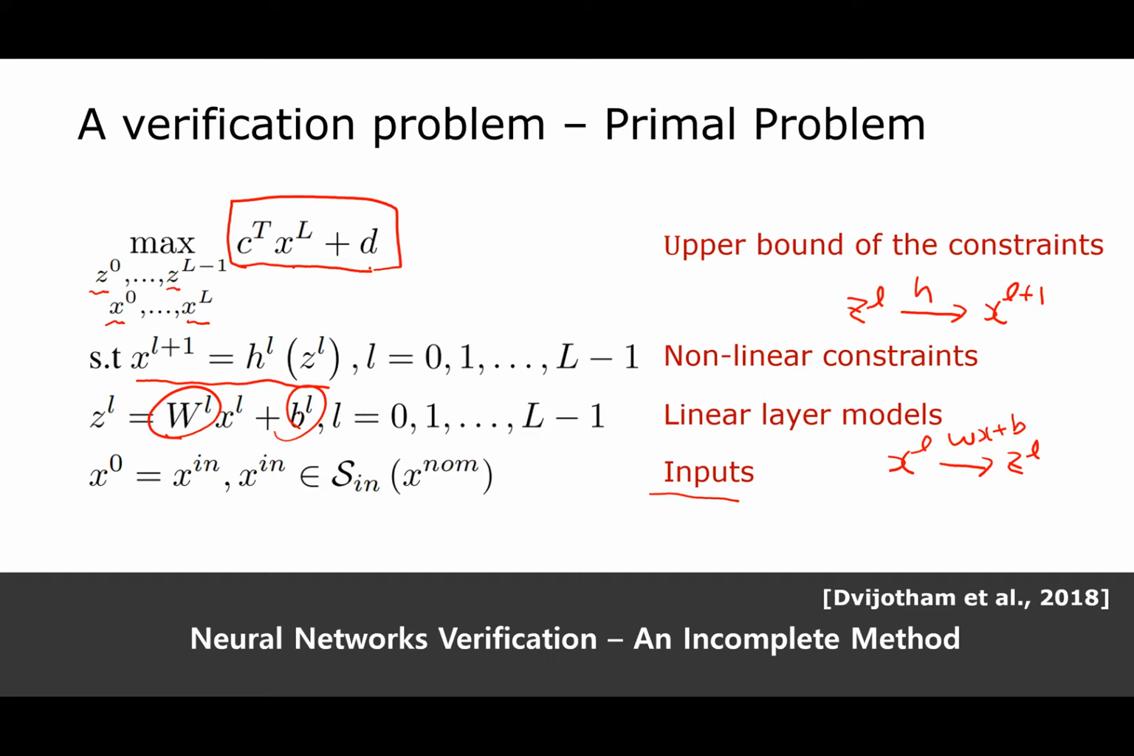In the constraint, we have to find the maximum value in terms of the final layer output X_L. X_L is decomposed into the representation of Z_L, and Z_L is a function of X_{L-1}, Z_{L-1}, and X_{L-2}, and so on, until the input, right? The input also has a range constraint, from the norm on the individual input, from X minus delta X to X plus delta X, and so on, right? This is our primal problem.